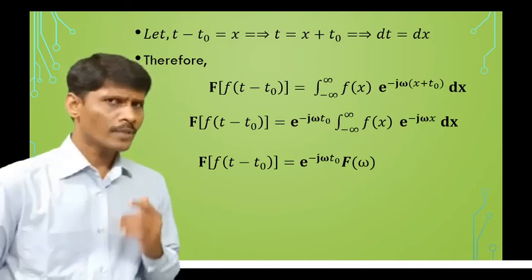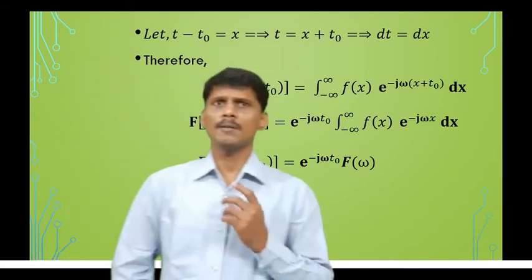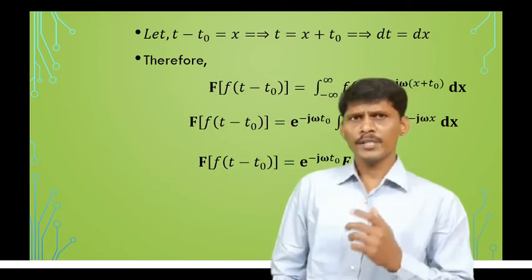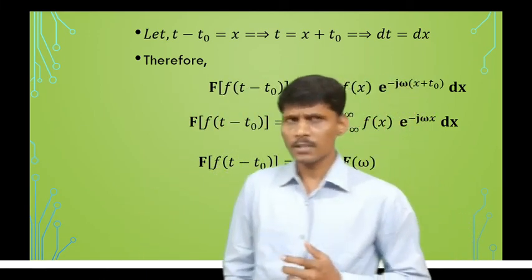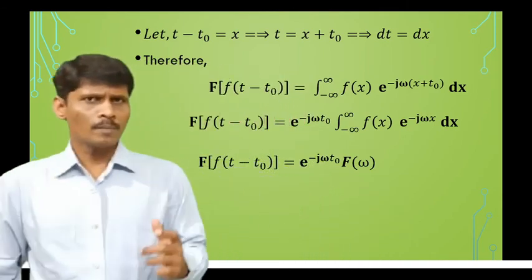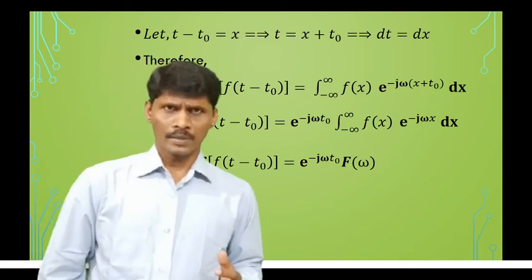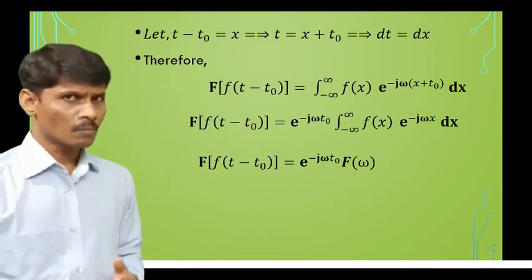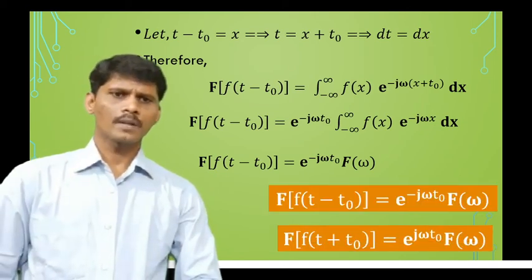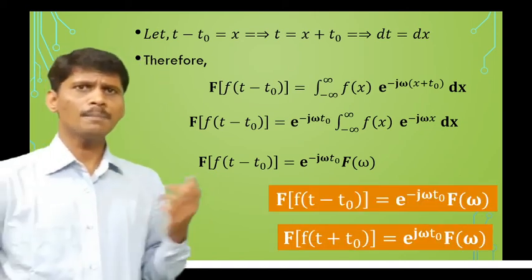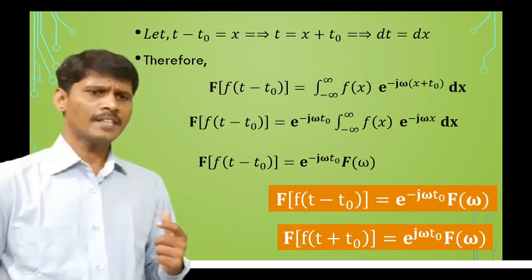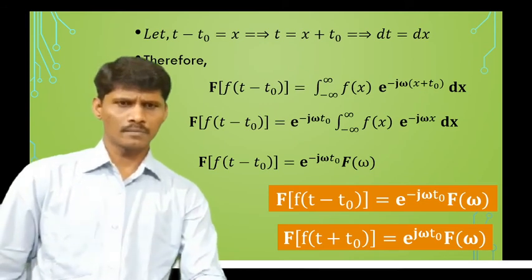This is a very important property, keep it in mind. The time shifting property of the Fourier transform is very important. The Fourier transform of f of t minus t naught is e power minus j omega t naught into F of omega, where t naught is the shifted amount. Similarly, the Fourier transform of f of t plus t naught is e power j omega t naught into F of omega.